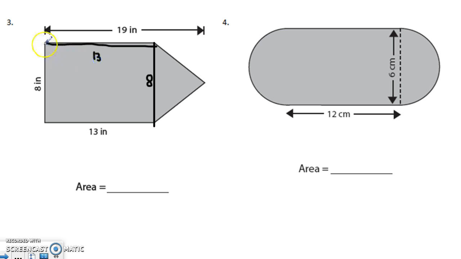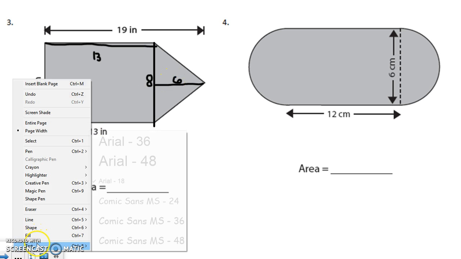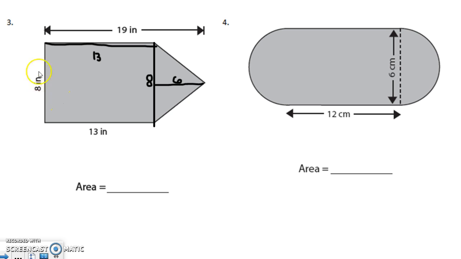But they told me from the very back of my shape to the very front of my shape is 19. So to figure out how much this much is, I would do 19 take away 13, which means that this much has to be 6. So I knew that the whole thing was 19. I subtract out the 13, and that has to be 6. So now I should have enough to figure out my areas.